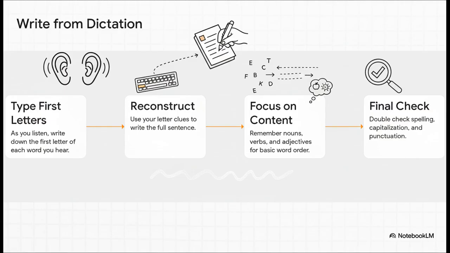So, here's the technique that makes this task totally manageable. You'll hear a short sentence. Just trying to remember it won't work. Your short-term memory isn't good enough under pressure. So, as you listen, you're going to type the first letter of every single word onto your screen or notepad. These letters become your roadmap to reconstruct the full sentence. Once you have the letters, fill in the words, paying close attention to the main content words like nouns and verbs. And finally, before you hit submit, check everything: spelling, the capital letter at the start, and the period at the end.